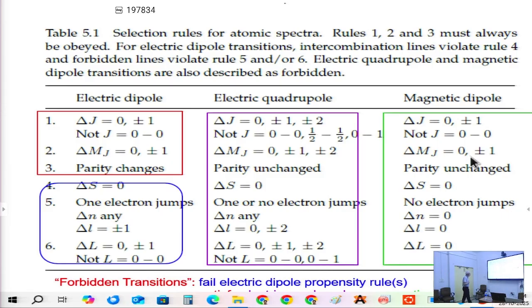Basically, they fail the dipole propensity rules, which are these ones for the infrared transition, or the quadrupole, or the magnetic dipole.